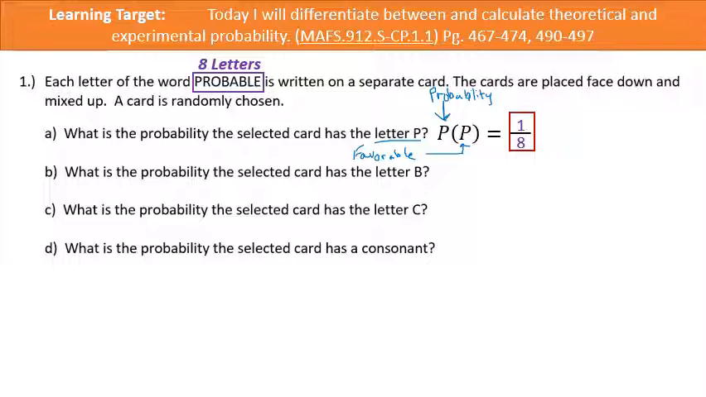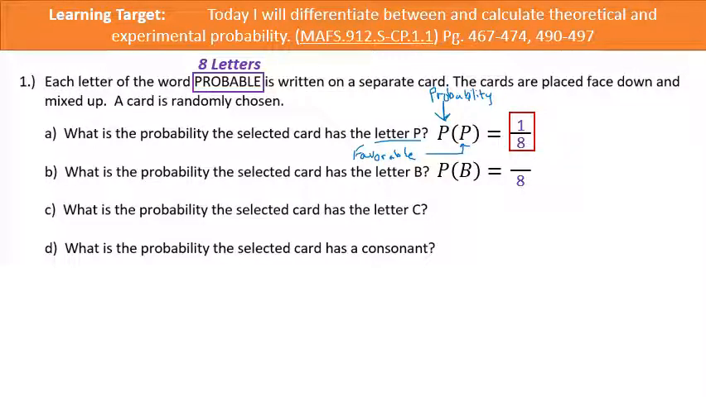Okay, look at part B. What's the probability that the selected card has the letter B on it? Now we're trying to find the probability of a B. Notice the P on the outside stands for probability. It's always going to be a capital P, always. What's inside the parentheses will change based on what we're looking for. Now we're looking for the letter B, so we put a B on the inside. It's going to be a fraction. Has the number of letters in the bag changed? No, let's assume that we took the P from our first trial and put it back in. So there are still 8 letters.